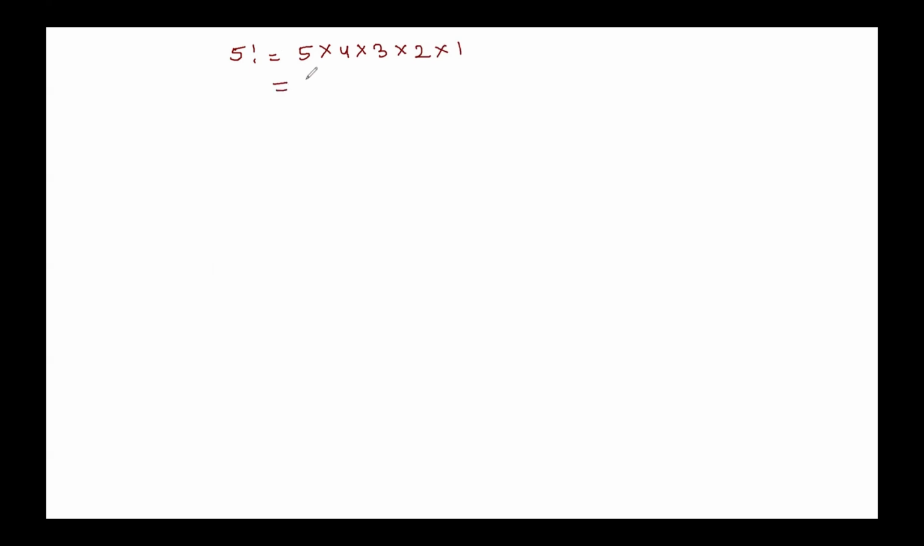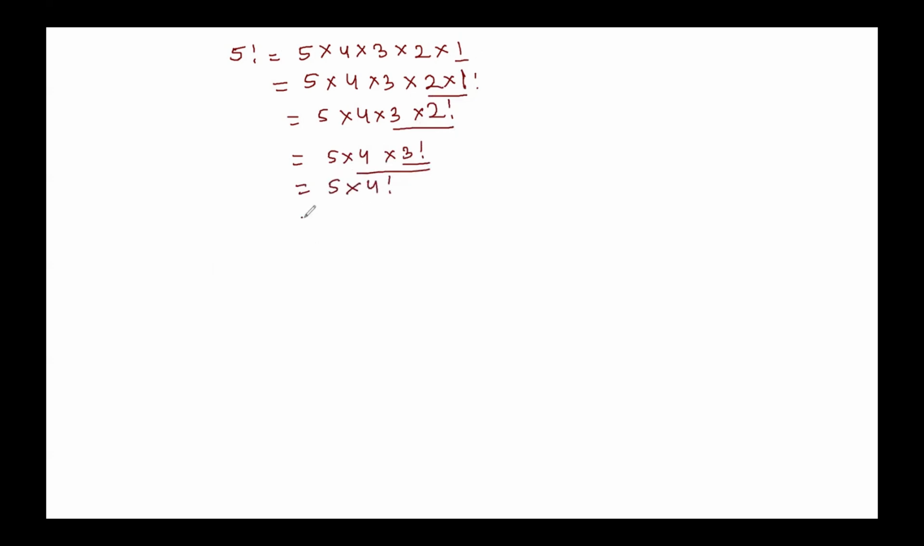So it can be written as 5 into 4 into 3 into 2 into 1 factorial. 1 factorial is the same. Or we can write 5 into 4 into 3 into 2 factorial. We can combine. If I continue like that, we can write 5 into 4 into 3 factorial, or we can make it 5 into 4 factorial. If I combine this, it is equal to 5 factorial.